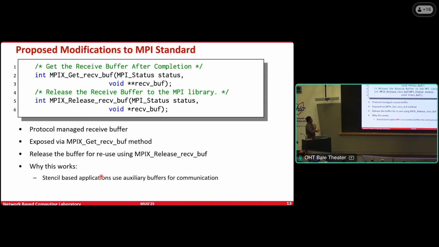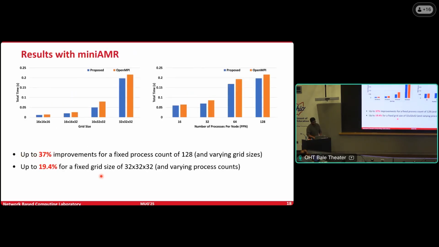And for the internode optimization design, the key idea is that for all the stencil-based applications, we saw that they use an auxiliary buffer, and don't directly use the communication buffer that they pass to the MPI library. We used that as an opportunity and proposed simple extensions to MPI.